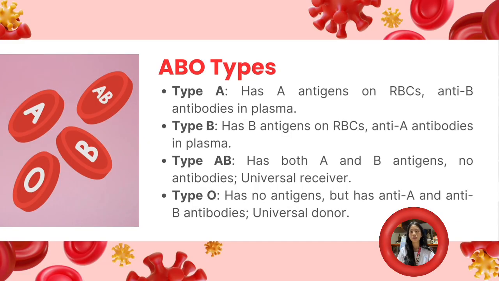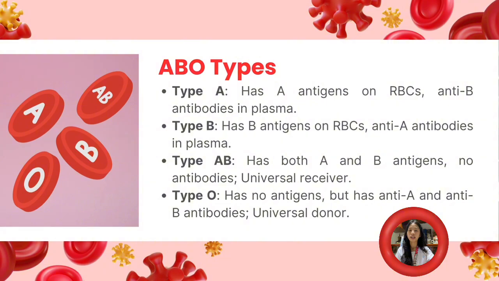The ABO system is divided into 4 main types. Type A has A antigens on the red cells and anti-B antibodies in the plasma. Type B is the opposite. Type AB has both A and B antigens and no antibodies, so it can safely receive blood from any type, making it the universal receiver. Meanwhile, type O has no antigens, but has both antibodies, so it can only receive from type O. However, because it has no antigens, it can give to anyone, which is why it is the universal donor.